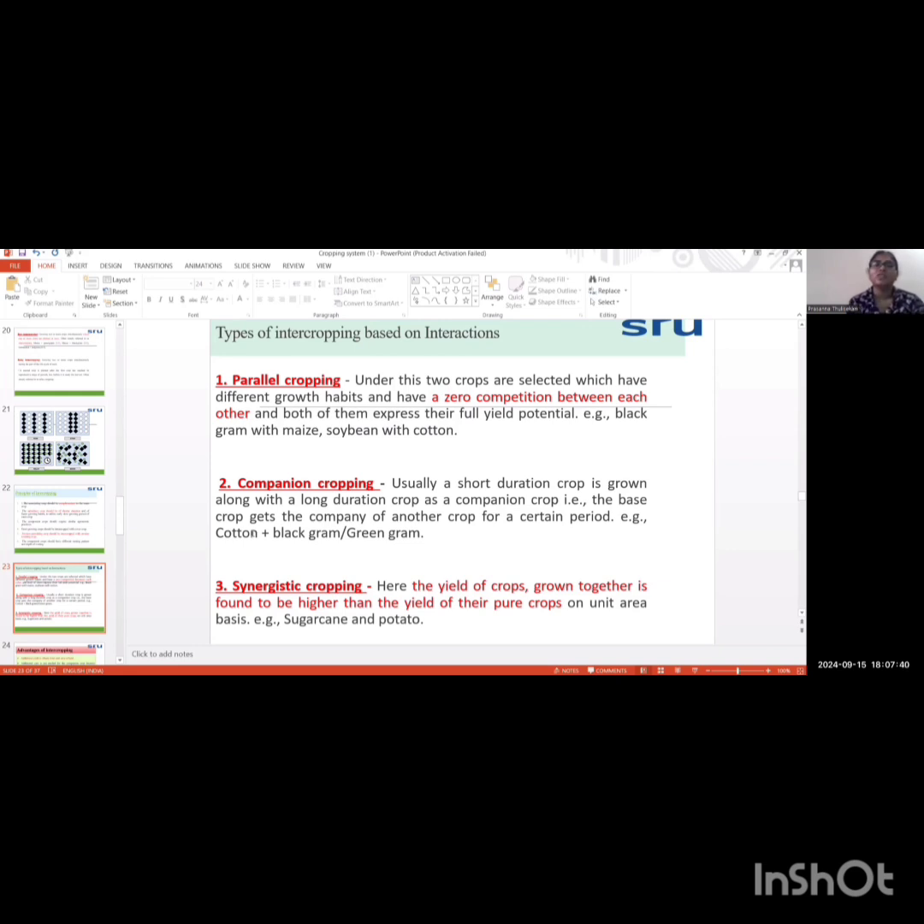And next is companion cropping. Usually a short duration crop is grown along with a long duration crop as a companion crop. The base crop should get the company of another crop for a certain period. Example, cotton plus black gram or cotton plus green gram. Next is synergistic cropping. Here, the yield of the crops grown together is found to be higher than the yield of the pure crops on a unit area. Example, sugarcane and potato. So here, the yield of one crop should be found to be higher than the other crop. So here, the yield of sugarcane should be more compared with potato.